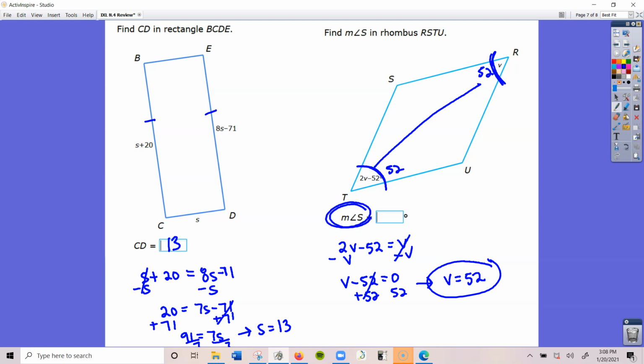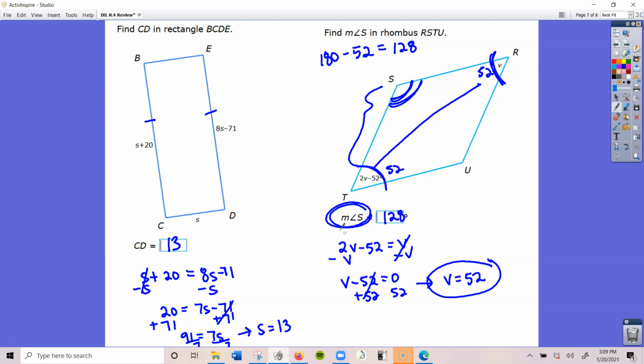But they're asking for the measure of angle S. So S here is this angle, keeping in mind that these two have to add up to 180. So to figure out S, we would have to do 180 minus 52, which is equal to 128. So that is the measure of angle S.